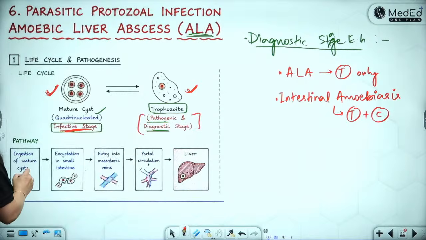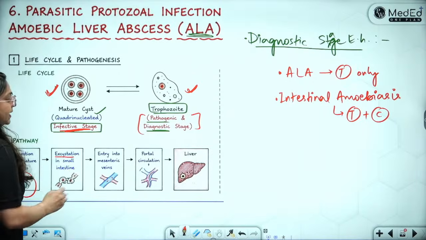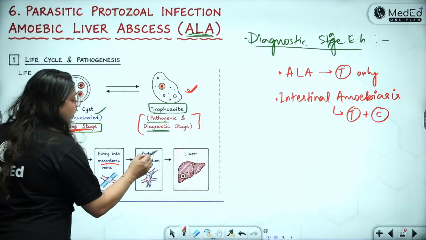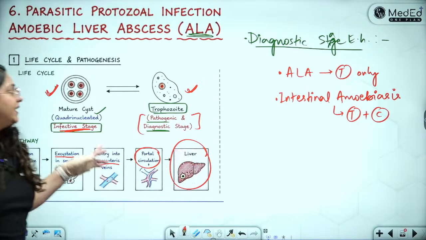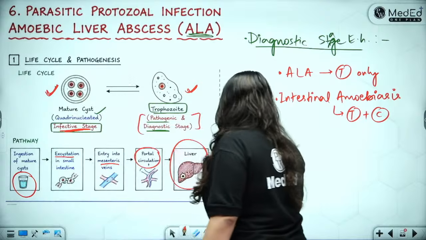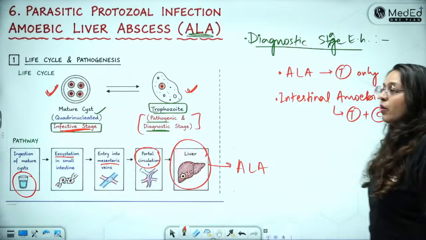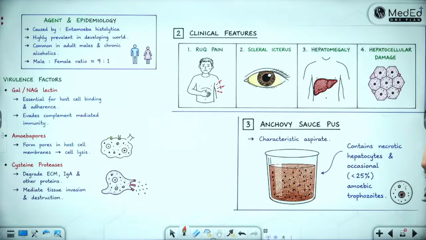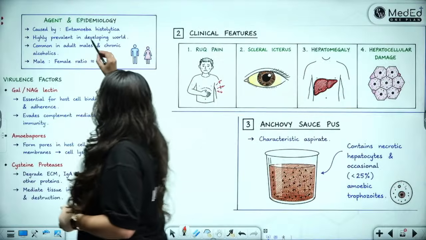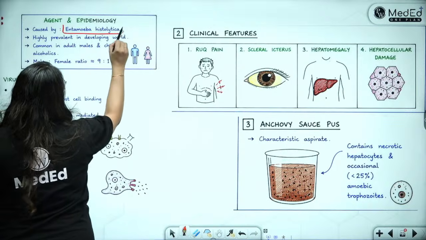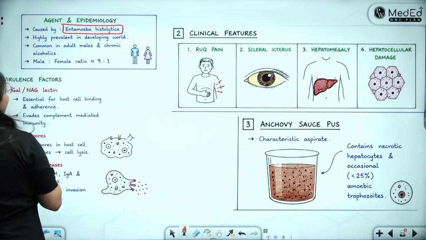You ingest mature cyst through food and water. They excyst in the small intestine, they enter the mesenteric veins, they go into the portal circulation, and ultimately they land up in the liver, and in the liver they cause the amoebic liver abscess. What are the various pathognomonic and basic important features of this? So who is the agent? Entamoeba histolytica.